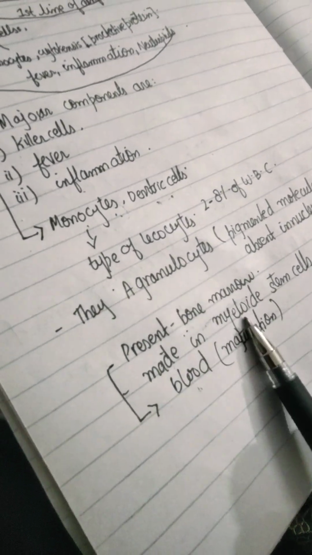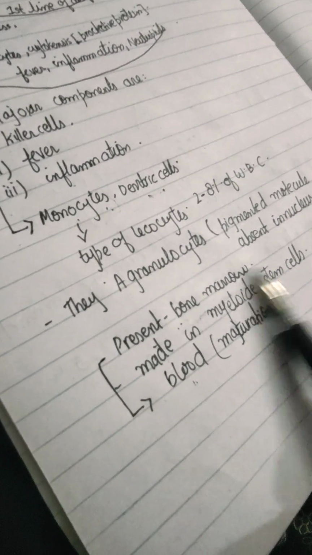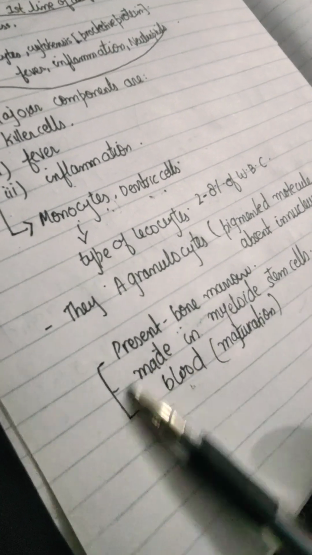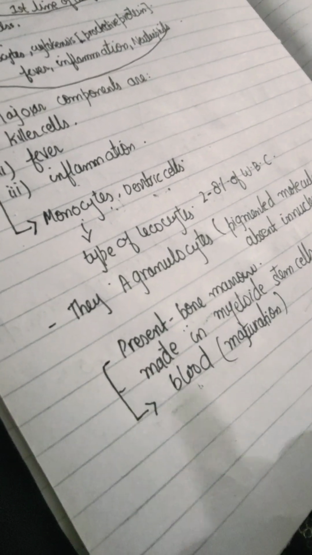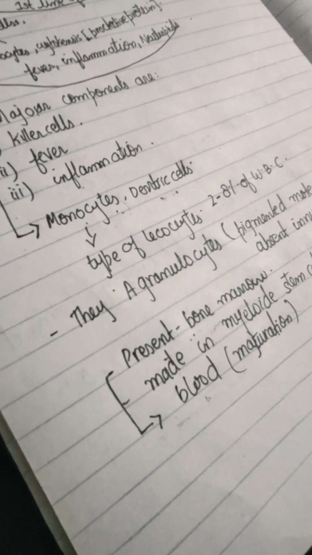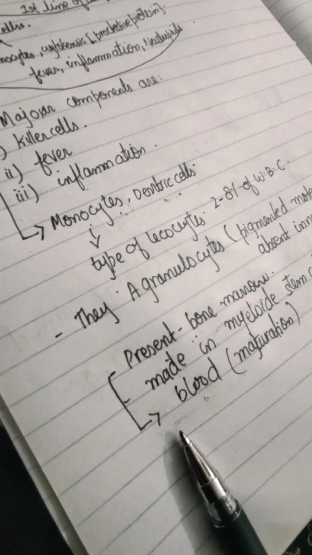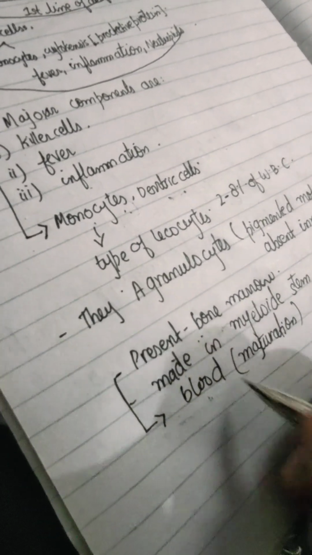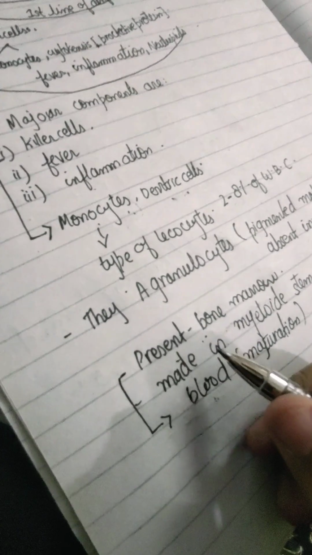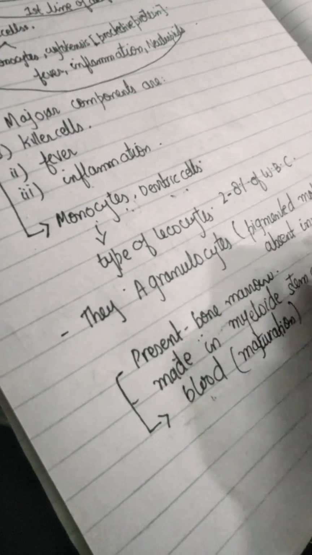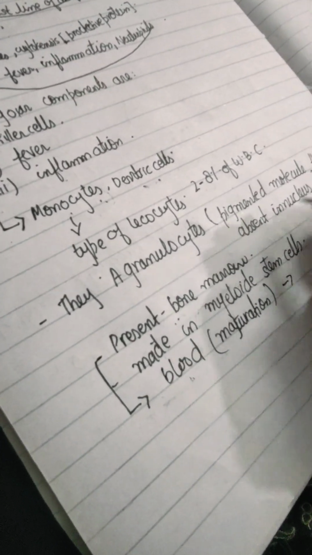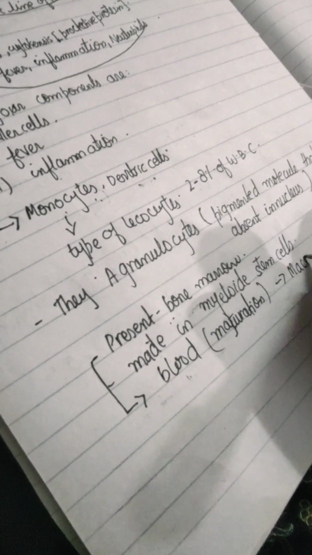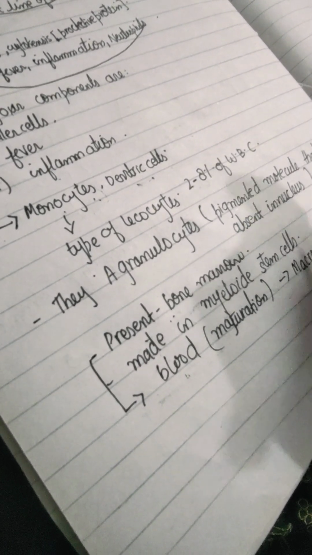They are made in myeloid stem cells, but where will they grow or mature? They will mature in blood. After the maturation, their name will change. What will they be named? They will be named macrophages.